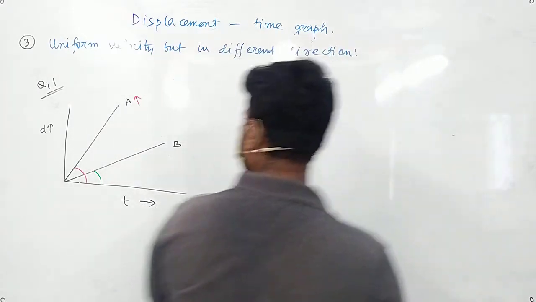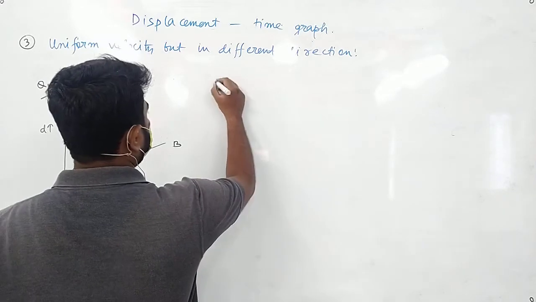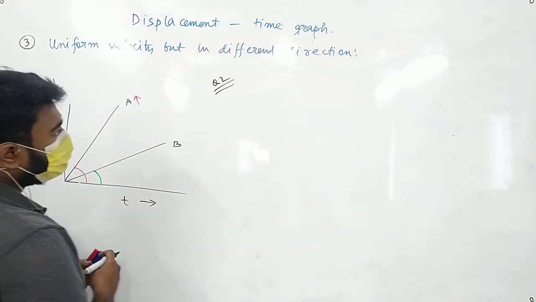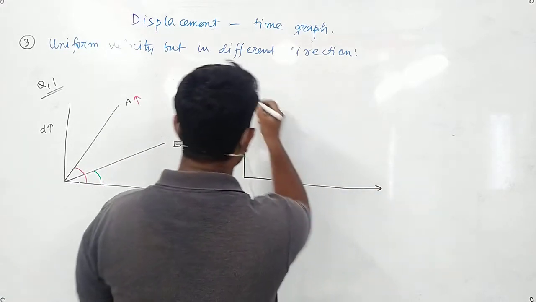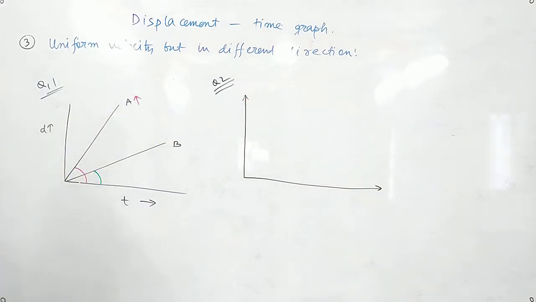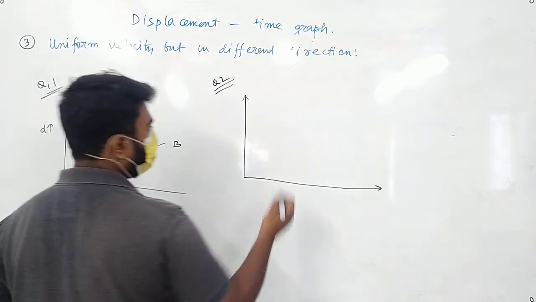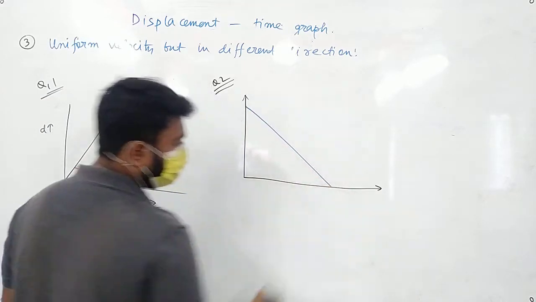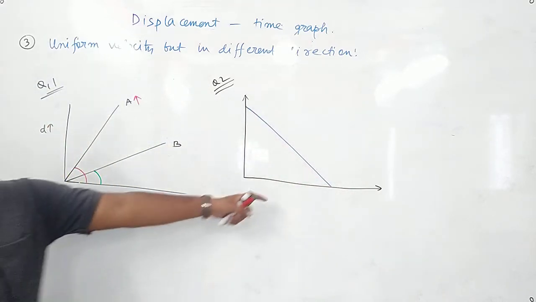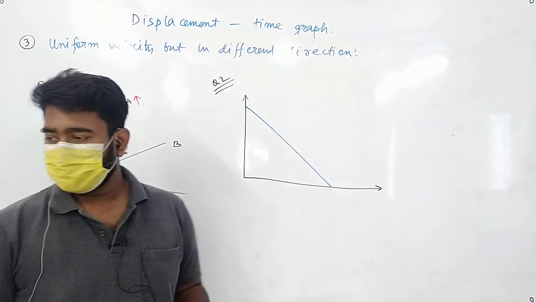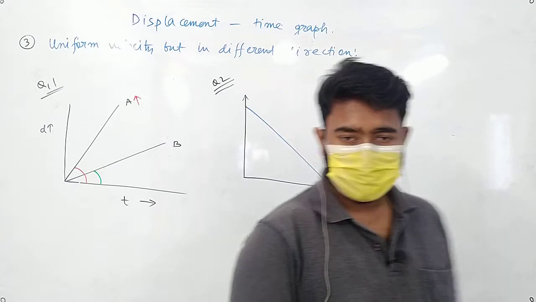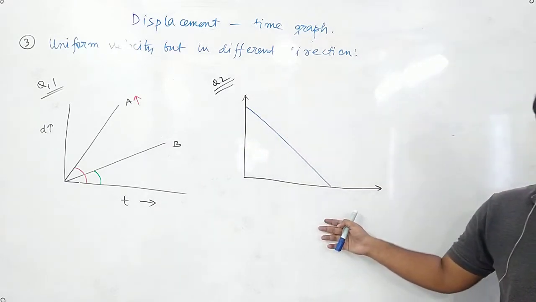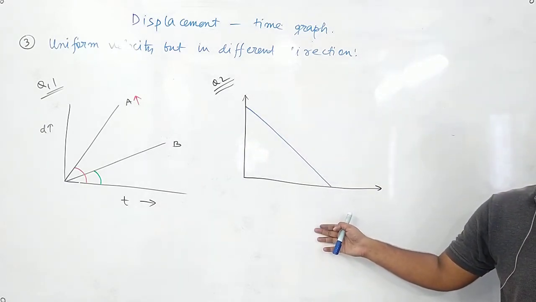In question number 2, tell me, if this is the time and distance axis, you find a graph like this. What does it imply? What does it imply? Tell me. Ovik, what does it imply? Yes, what does it imply?